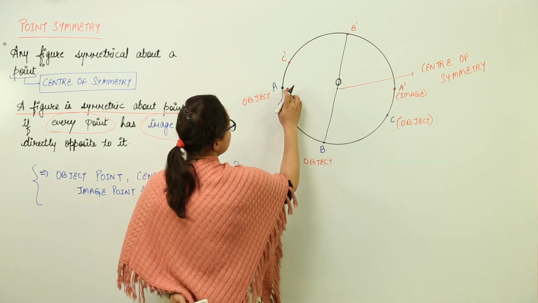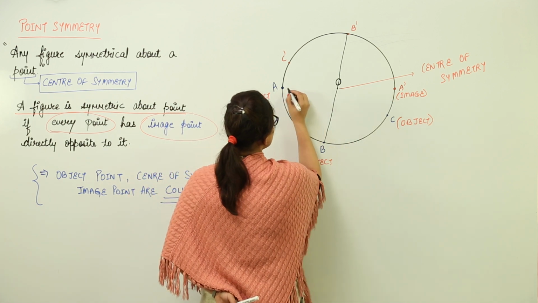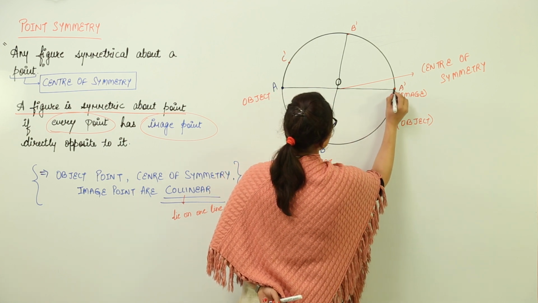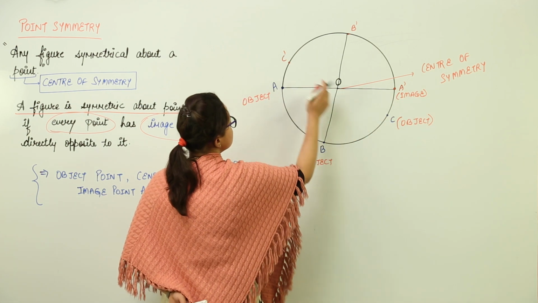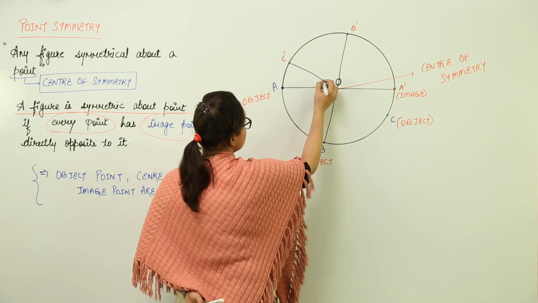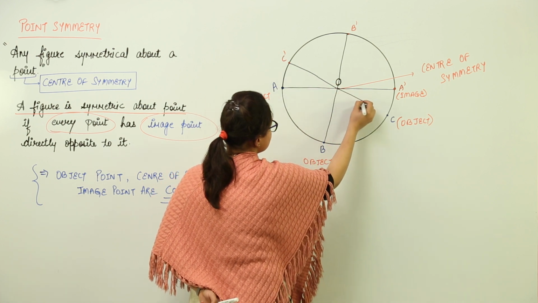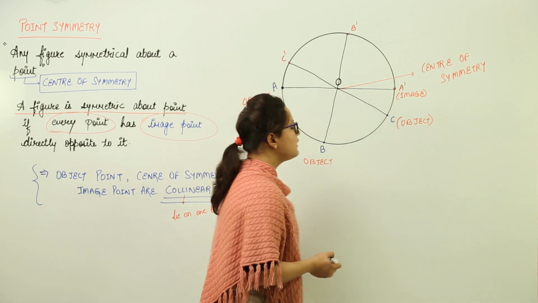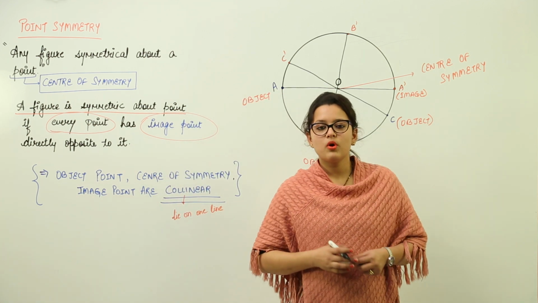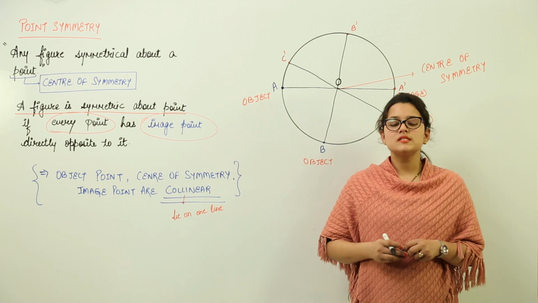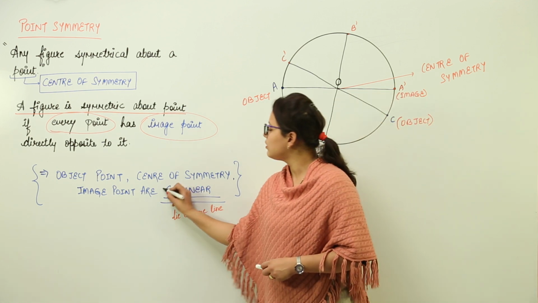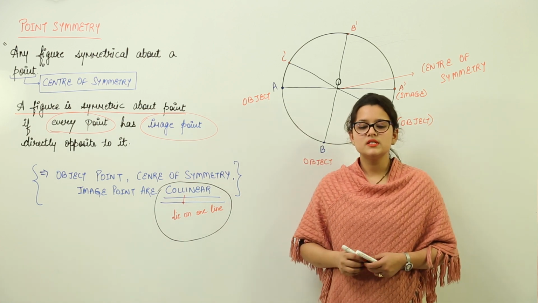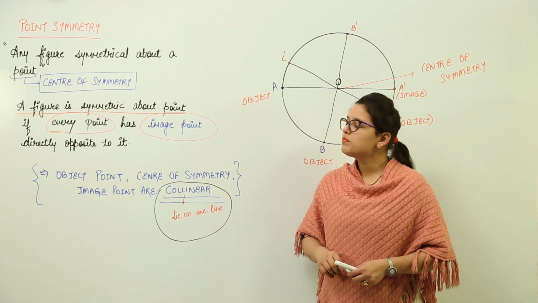If you want to talk about A and A dash, we can check this also, that is they are also going to lie on a straight line. Again for C dash and O, you can check that these are also going to lie on a straight line. So we can conclude that the object point, image point and center of symmetry are always collinear to each other, that is they always lie on the same line. So that was about point symmetry.